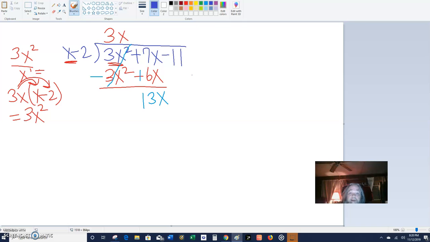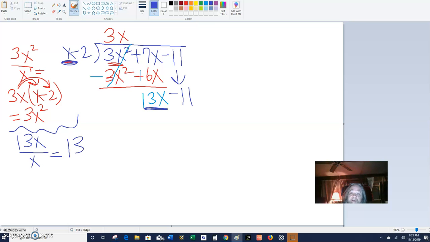Now bring down the last term and start the process over. Again, you take your first term and divide it by your first term in your divisor to get the next part of your answer. So 13x all over x is just 13.